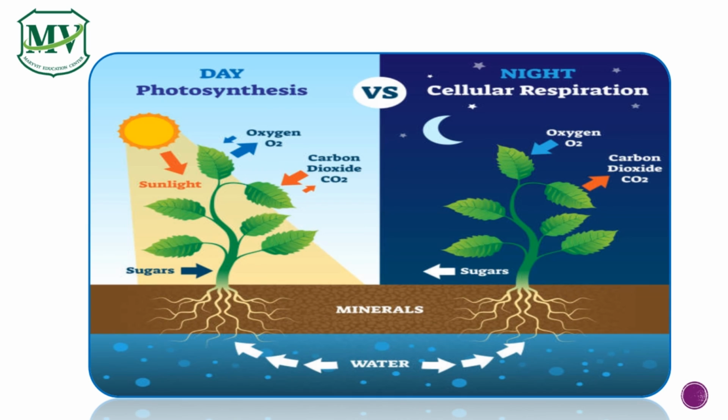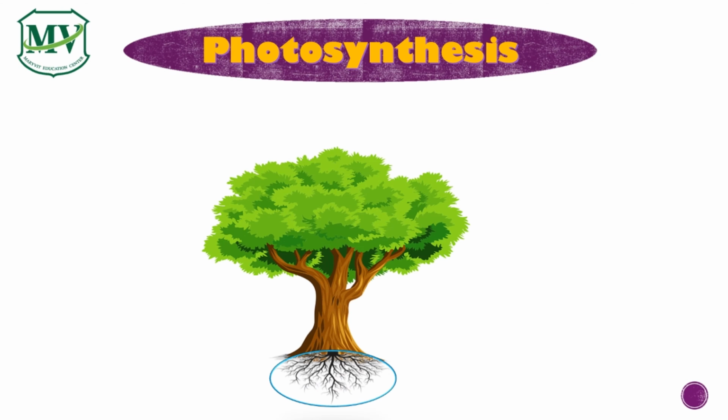There are two important processes that happen in the leaves. One is the photosynthesis, and the second one is cellular respiration. Photosynthesis is the process of making food, and cellular respiration is converting the food into energy. Photosynthesis is the process of making food of the plant. There are three important things that the plant needs during photosynthesis. First is the water, second is the carbon dioxide, and third is the sunlight.